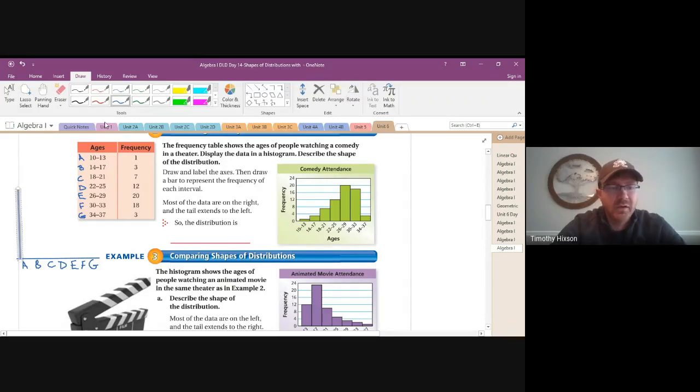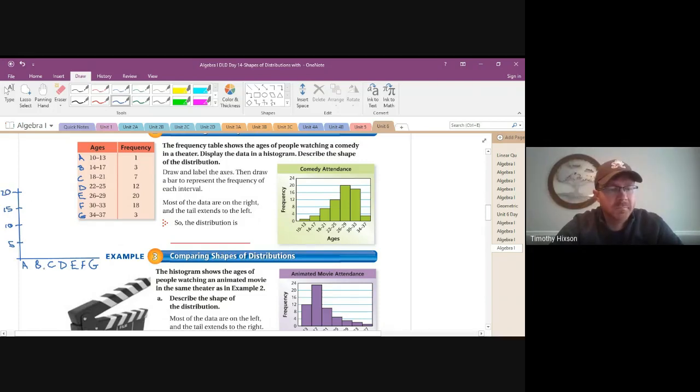That's close enough. All right. So notice our frequency goes from 1 up to 20 and then down to 3 again. So I'm going to go ahead and mark my axis over here going by, let's say, fives. Okay. So here's 5, 10, 15, and 20.